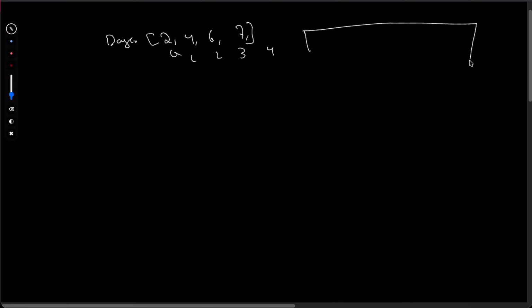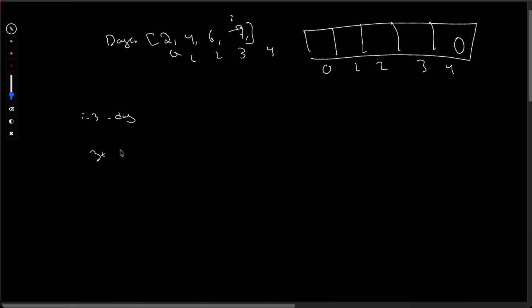So dp of 4 is 0 because no days left. We start from backward. So i is here, i is equal to 3 and the day was 7. Option 1 covered day 7 only. Next uncovered index, that was 4, no more days left. So cost of 3 plus dp of 4 is equal to 3 plus 0, that was 3.